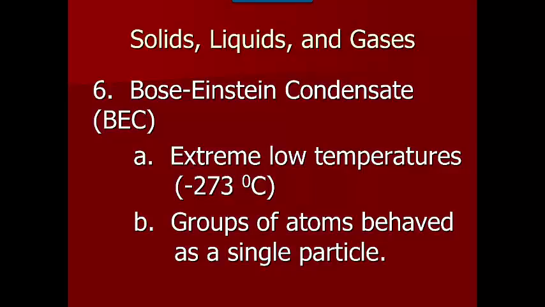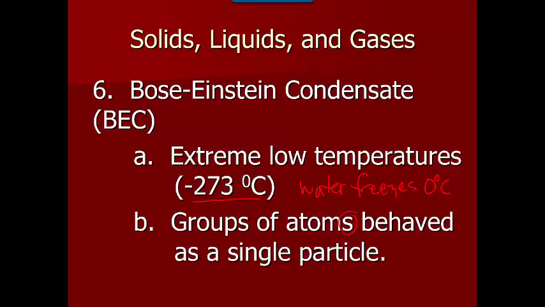So we're talking negative 273 degrees Celsius. Just so that you can compare, water freezes at 0. So you're talking about very, very cold temperatures in order for this to happen. And because it's so cold, there are multiple atoms, but they behave as one single particle. So they kind of all move the same. They follow each other. So it really acts like one atom, even though there are multiple atoms.